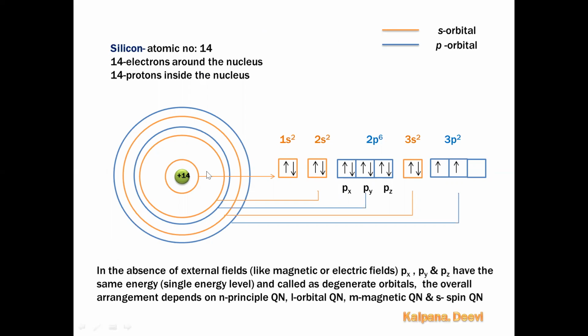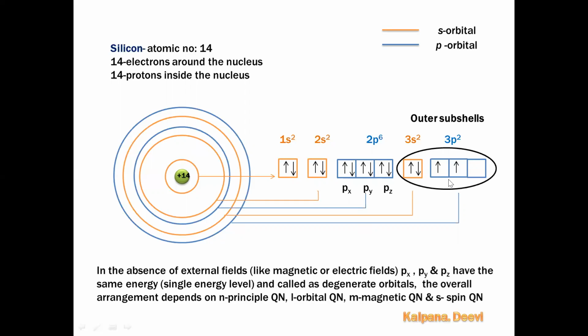It has 14 electrons revolving around the nucleus in particular orbits and 14 protons inside the nucleus. Its electron configuration is 1s2, 2s2, 2p6, 3s2 and 3p2. The s orbital has 2 energy states, hence it occupies 2 electrons. The p orbital has 6 energy states, so it occupies 6 electrons. In this configuration, 3s2 and 3p2 belong to the outermost shell. Here, in this outermost shell, we have 4 filled energy states and 4 unfilled energy states.